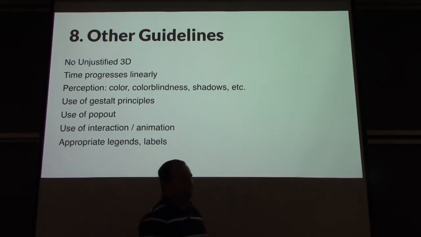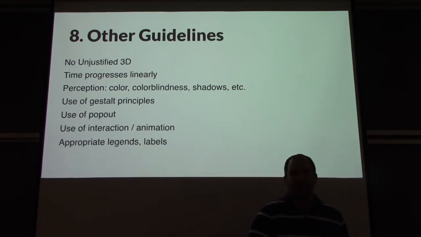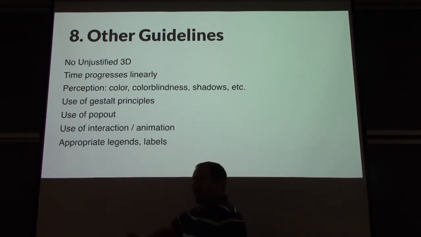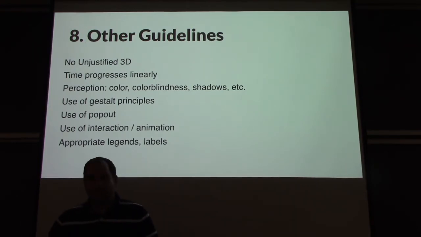The next guideline is that time progresses linearly. This is very obvious, but it should also be like that in the chart. So if you have 5 consecutive years, they should be in the order of how time flows and not in some different order, and they should be proportionally spaced according to their time points that we observe.